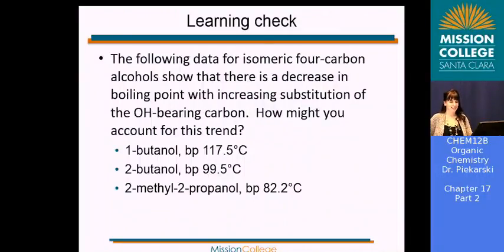Hi everybody. Let's start where we finished off last time. So in the last lecture I started chapter 17, which is all about alcohols and phenols. And we're going to continue on that discussion today.